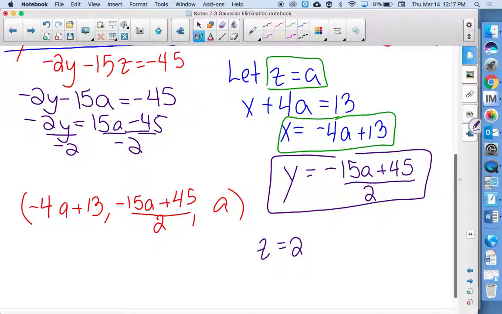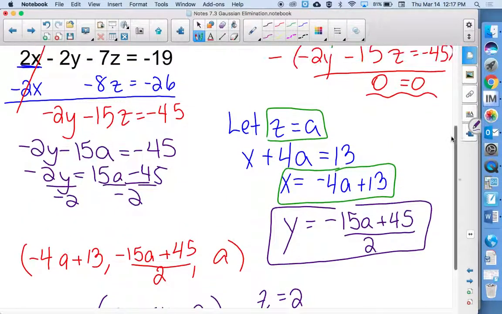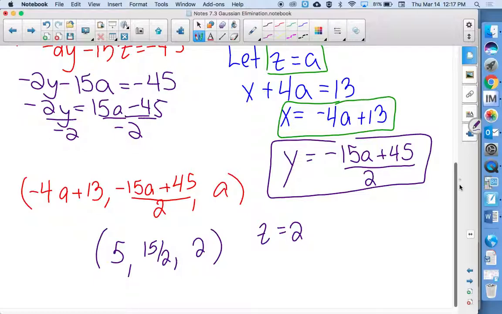So if z was 2, then I could plug a 2 in here and get -8 plus 13, so x would be 5. We could plug a 2 in here, so we would have 5, something, and 2. That would give us -30 over 2, or 15 halves. So that would be an ordered triple that could work based off of the pattern of each term. But you can't just stop at 0 equals 0, because that doesn't really tell us anything about the answer besides infinitely many solutions, but because there's 3 terms and no longer 2, it really has to be a specific way that those values are created.